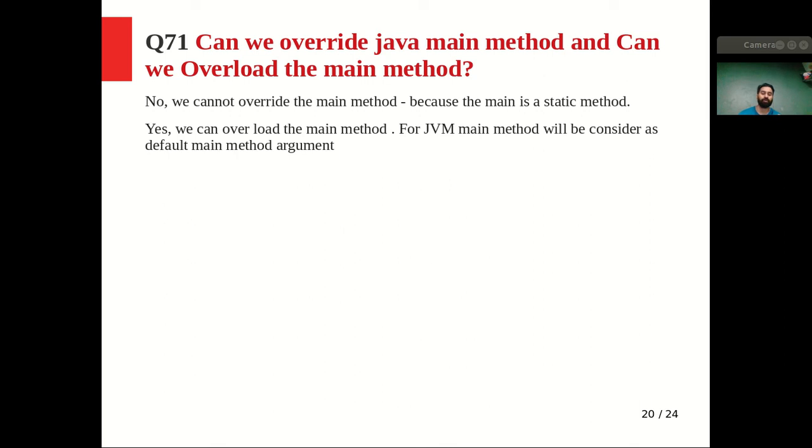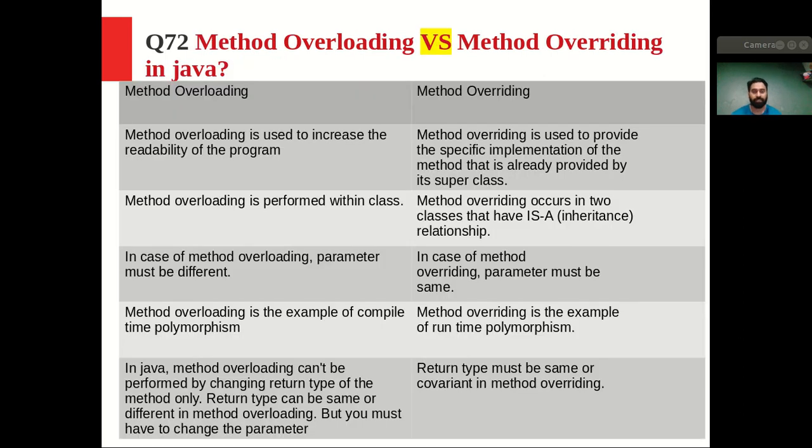So we cannot override the main method because it is a static method, and static belongs to the class area. We know that runtime polymorphism depends on an object, and also we can overload a main method, right? So let's move to the next question: the difference between method overloading and method overriding. This is an important question.